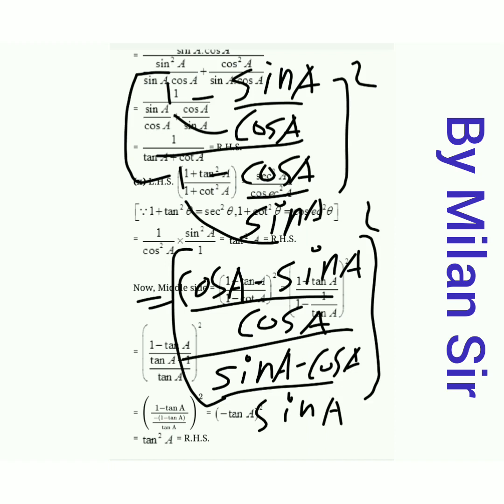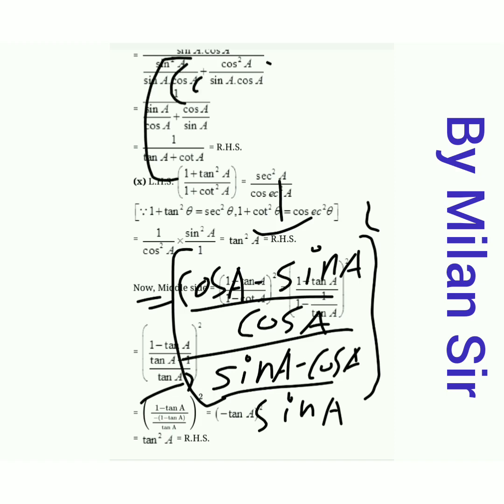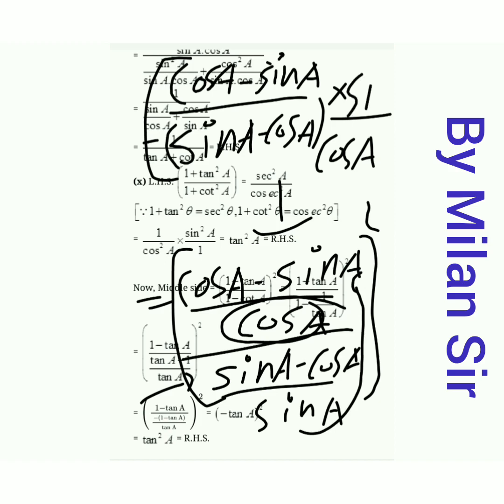Same thing here, in numerator cos A minus sin A, and here sin A minus cos A. So if I want to change sin A minus cos A into cos A minus sin A, then I need to take minus as a common. So here cos A minus sin A upon sin A minus cos A, and I take minus as a common. Now this cos A goes to the denominator, so I can write in denominator cos A. Denominator's denominator sin A goes to the numerator, so I can write sin A in numerator, and here all square.